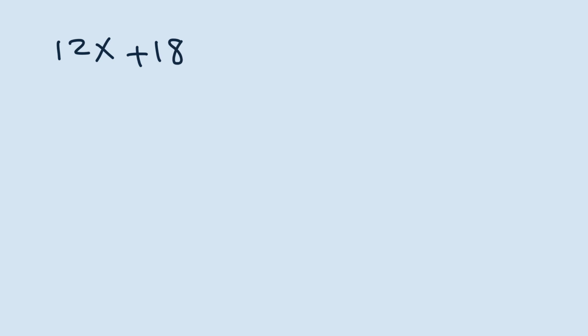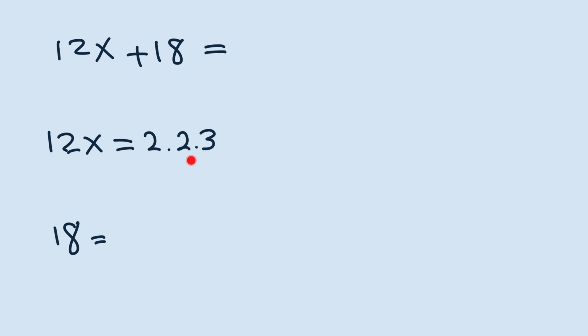12x plus 18. So let us start with 12x, then we will jump to 18. 12 is basically 2 times 6. Now instead of writing 6, I will write it as 2 times 3, because 2 times 3 is 6, and 6 times 2 is 12. And of course we should not forget times x. 18 is 3 times 6. Now instead of writing 6, I will write it as 3 times 2, and that's it.